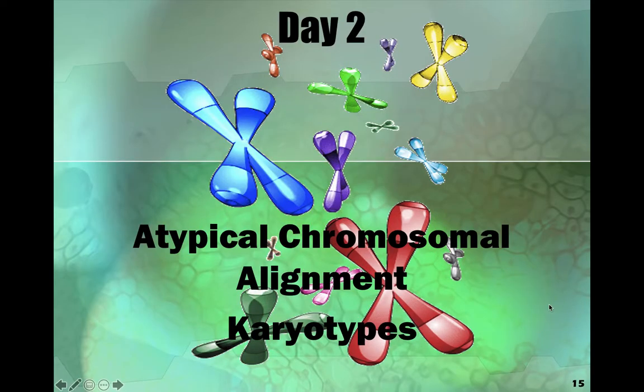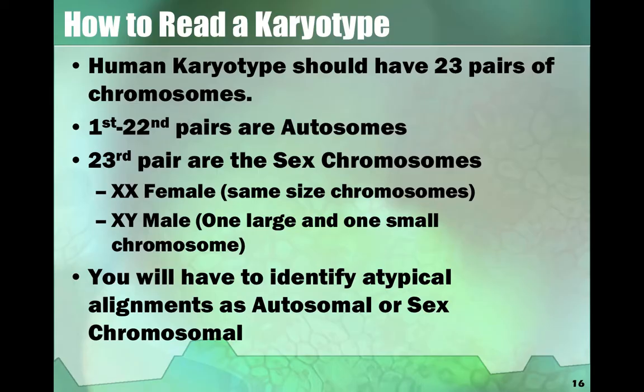All right. So today in our unit on meiosis, what we'll be talking about is atypical chromosomal alignment, and basically how to read karyotypes as well. So, how to read a karyotype.